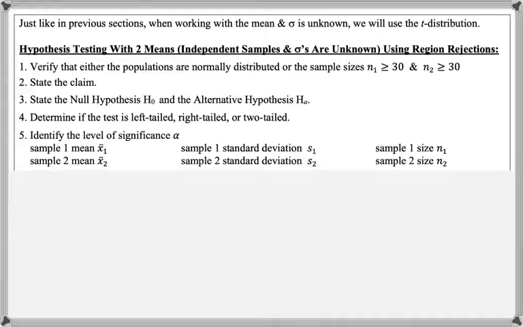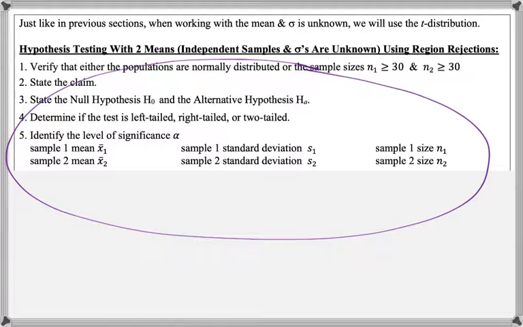In this section, we are doing hypothesis testing for two means from independent samples, and the sigmas are unknown. And just like in the previous sections, when working with the mean and sigma is unknown, we are going to be using the t-distribution. And the steps are very similar to the previous sections.